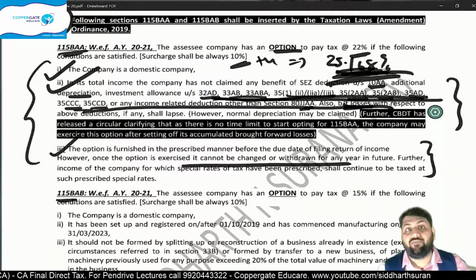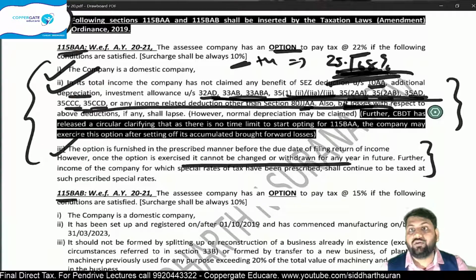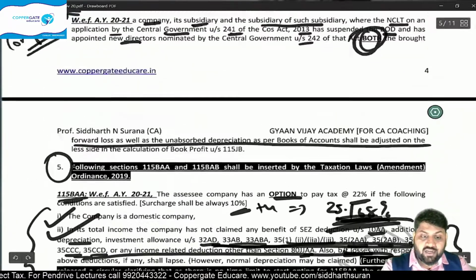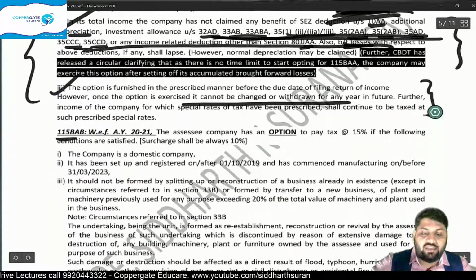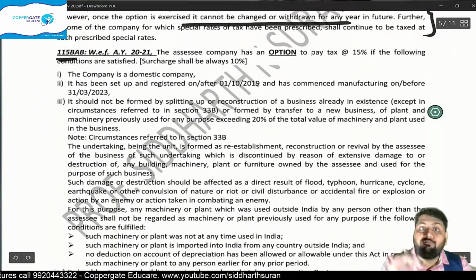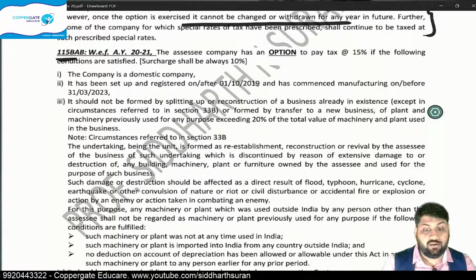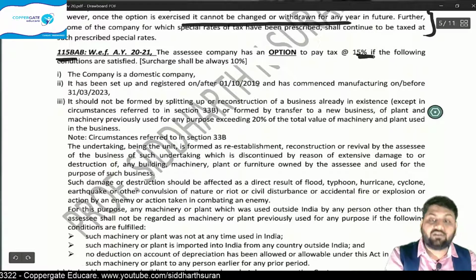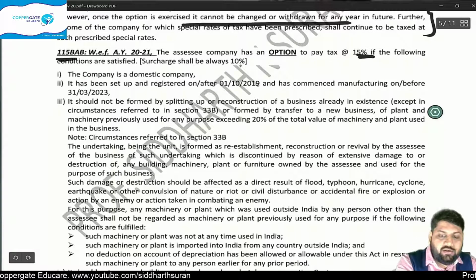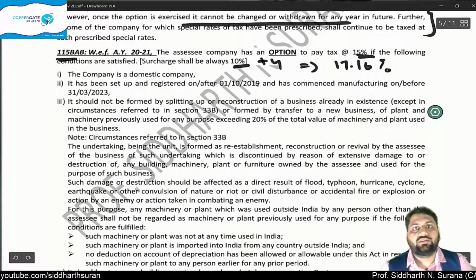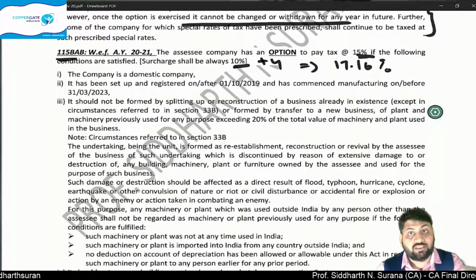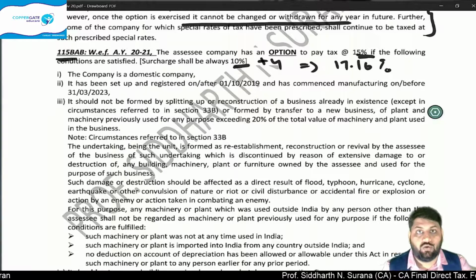Now, when BAA is introduced, do you understand all companies of the country, whether trading companies, service companies, manufacturing companies, everybody is getting benefit. Then the manufacturing sector, which was earlier getting an extra benefit, is saying, sir, what benefit will we get? So for manufacturing companies, we are introducing a new section, BAB, where the tax rate will be even lower: 15% plus 10% surcharge plus 4% cess, resulting in a net rate of 17.16%. So manufacturing companies' tax rate will be even lower.